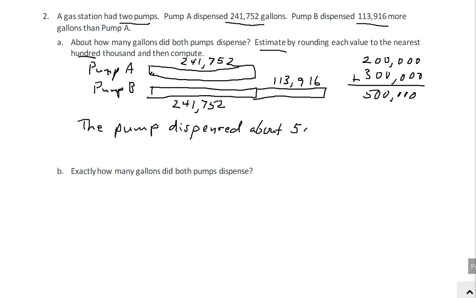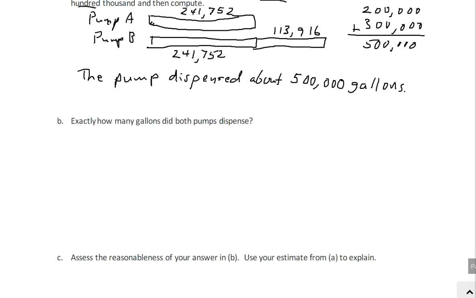Now, dispense just means that it poured out. What came out of the pump was 500,000 gallons. Okay. All right. Now, exactly how much? Now let's do the exact numbers. The exact numbers might be a little bit different. So let's do the exact numbers.